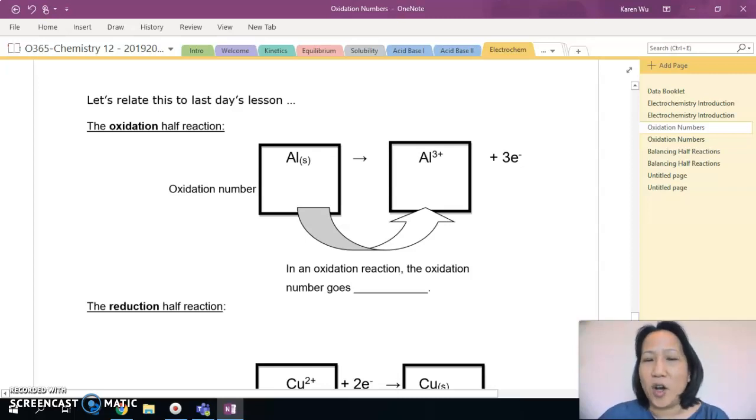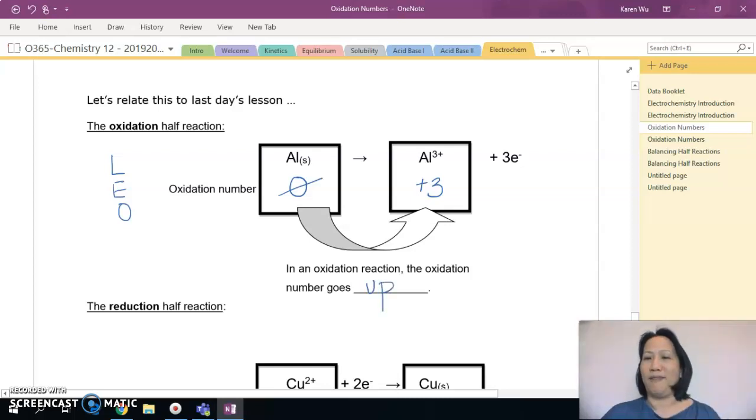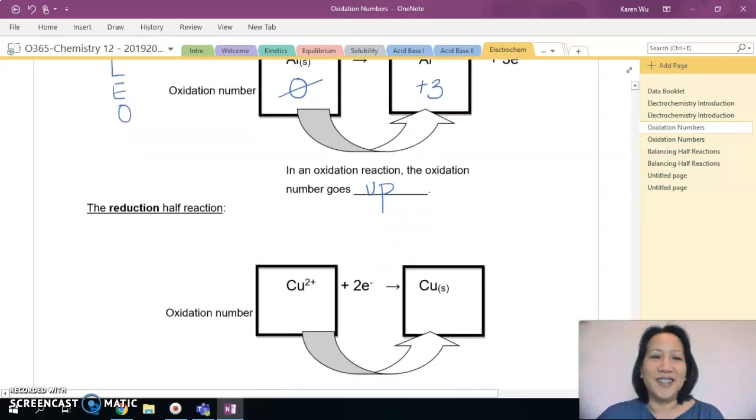Let's take a look at the oxidation number of each of these components. The oxidation number here for aluminum, no charge, is 0. The oxidation number of the aluminum ion is a plus 3. Now this is considered to be oxidation. Remember Leo, right? So when you lose electrons, it's called oxidation. So notice the oxidation number went up. 0, 3. Up.